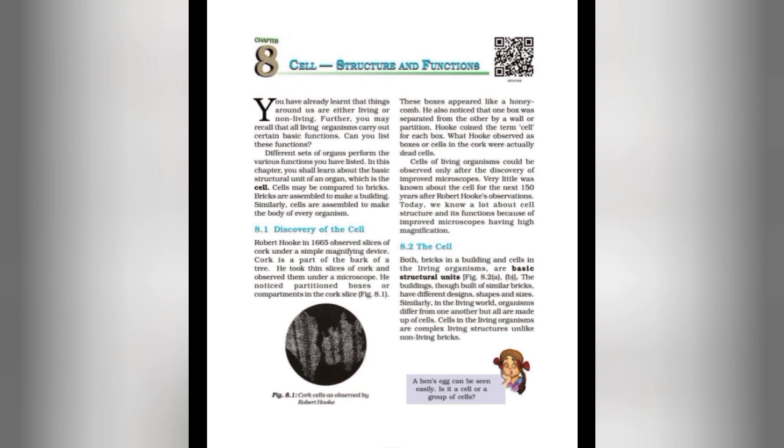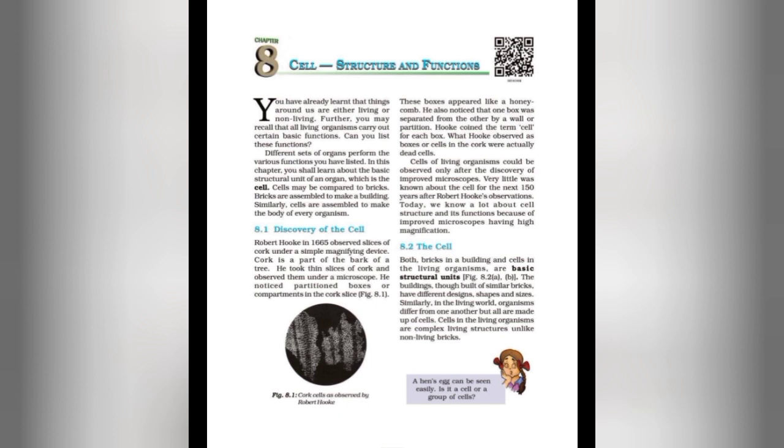So first we will study the discovery and history of the cell. Robert Hooke in 1665 observed slices of cork under a simple magnifying device. Cork is a part of the bark of a tree. He took thin slices of cork and observed them under a microscope. He noticed partition boxes or compartments in the cork slice, as you can see in figure 8.1.